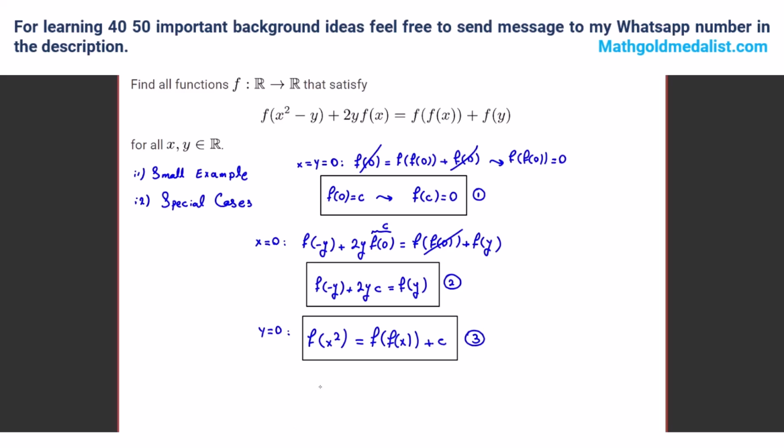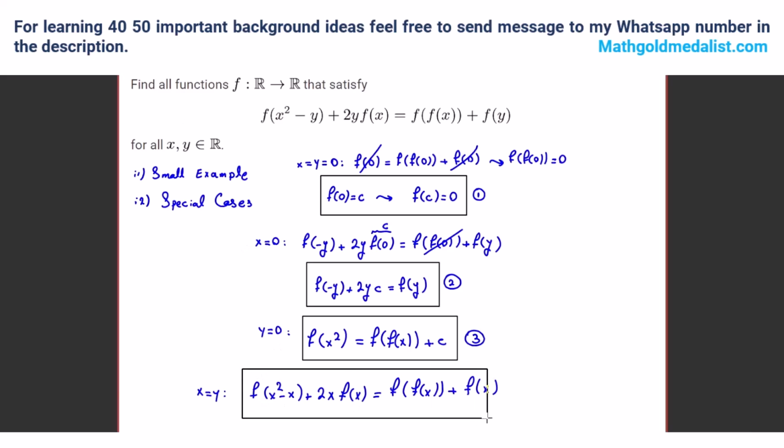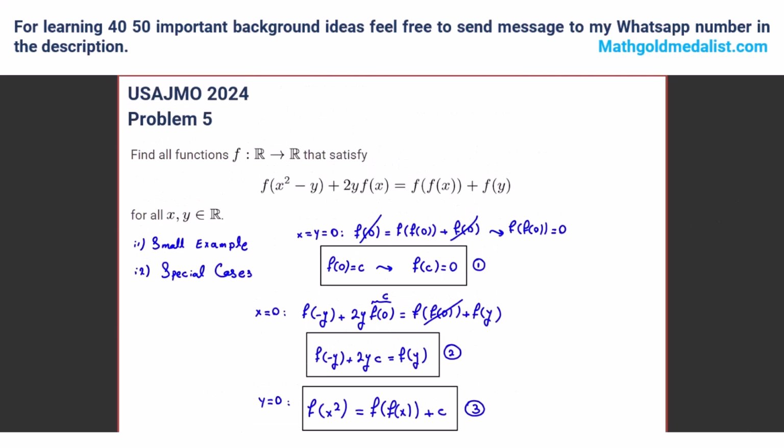Now, next step, we can consider what? We can consider x is equal to y. Then it would be what? f of x squared minus x plus 2x f of x is equal to f of x plus f of x. Okay. Let's put a box around this one. Fourth result.